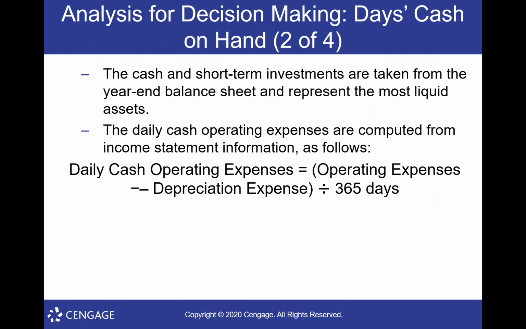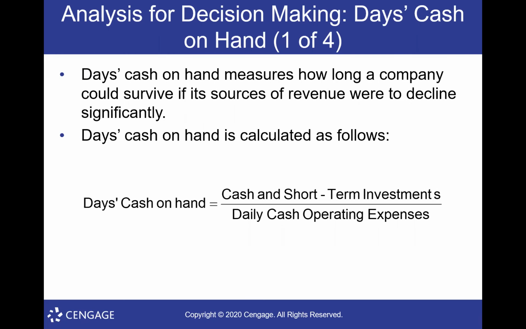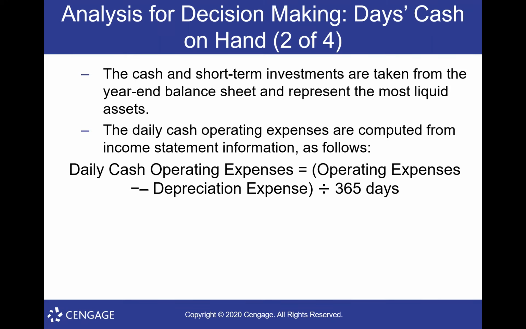Define your daily cash operating expenses. You take your operating expenses minus depreciation expense. We haven't got too deep into depreciation expense yet, but recognize that depreciation expense is an expense that you don't pay out in cash. And so you subtract it out of this. Operating expenses minus depreciation expense divided by 365 days. And that will give you your daily cash operating expenses. So if you think about it, you're just dividing the amount of cash and short-term money you have on hand by how much you usually have to pay each day. And that's going to give you days cash on hand.